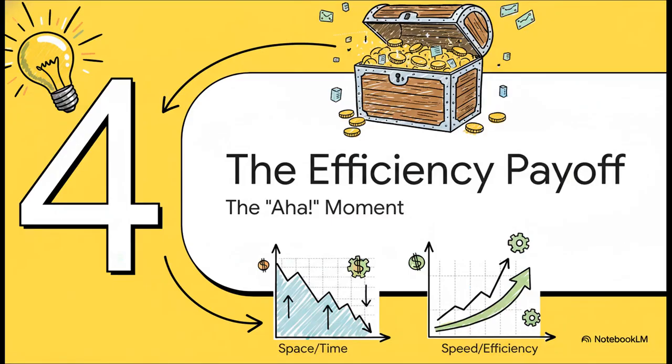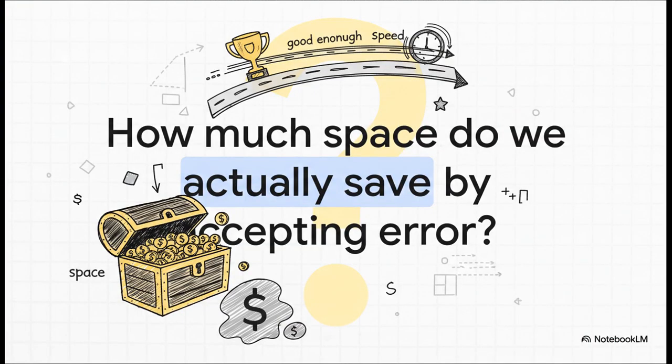Okay, so we've accepted this tiny chance of being wrong. So what do we get in return? Well, this is the aha moment. This is where the payoff for this whole trade-off becomes crystal clear. I mean, this is the million-dollar question, isn't it? Is this clever trick just a small optimization, or is it a real game changer? How big is the reward for being good enough?